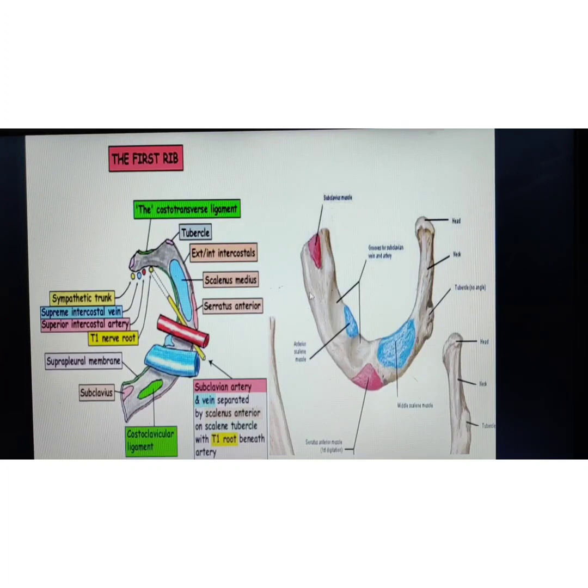Now if you see this diagram, the upper surface of the first rib has two shallow grooves. One anterior groove, the other posterior groove. You can see in this diagram as well, this is the anterior groove and this is the posterior groove. The anterior groove lodges the subclavian vein, whereas the posterior groove lodges the subclavian artery.